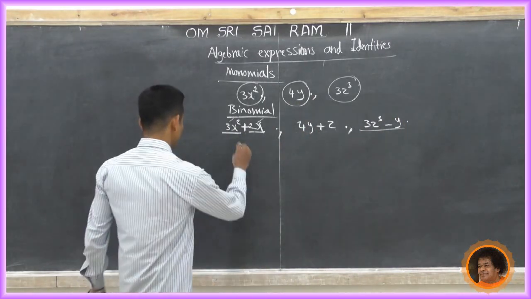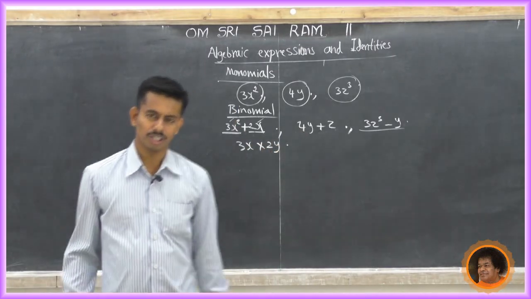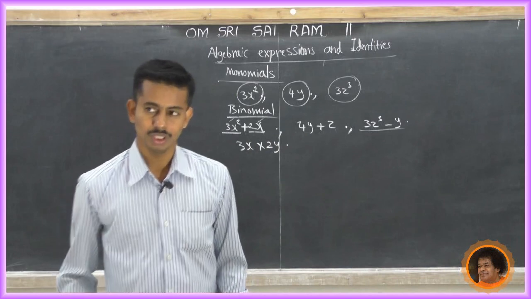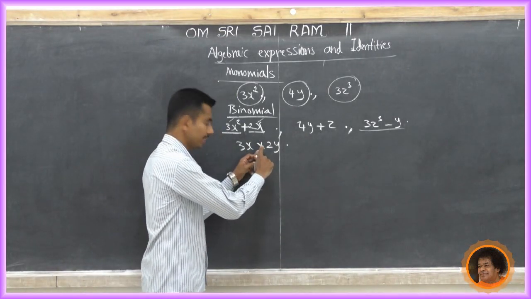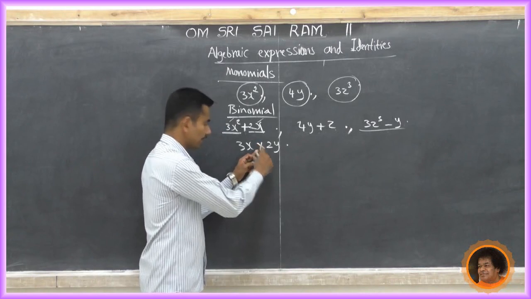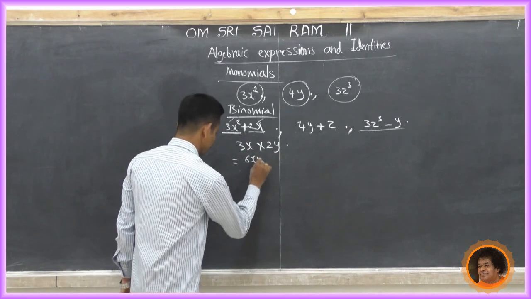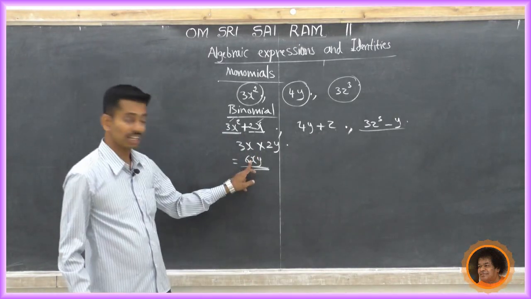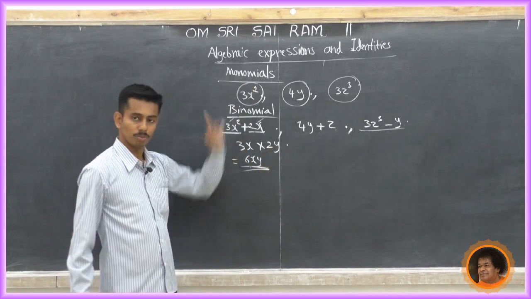One example, tell me, is 3x into 2y an example for binomial? No. Because in between there is a multiplication symbol. It's a product. If we find the product, 6xy, now it becomes a single term. So it is an example for monomial.